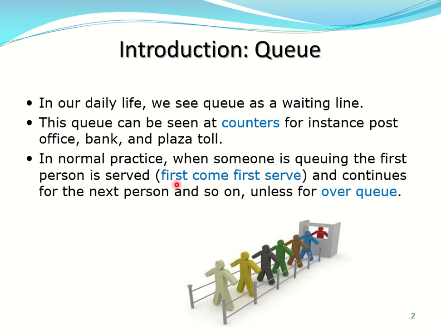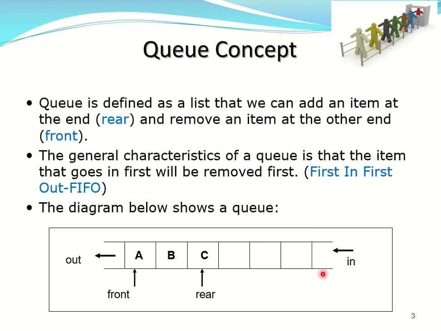The first person is served. That means first come, first serve. And continues for the next person and so on. Unless for overqueue, that means there's a priority for a person to skip the queue and go towards the first line. What are the queue concept?